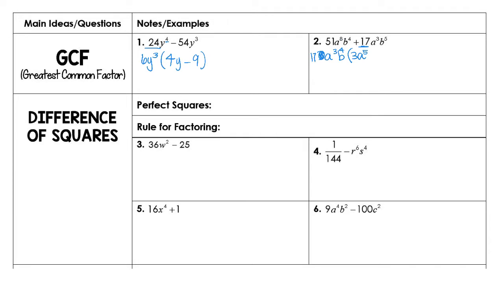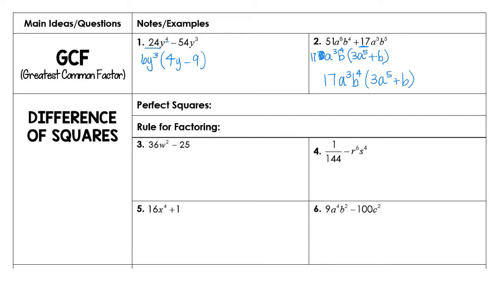And then plus... what would be my next term? See, 17 divided by 17 is 1. A, 3 minus 3, so that's gone. So it looks like I'm just left with b, isn't it? So that would be our final answer. I'm going to rewrite that down here. That looks terrible. It's 17a cubed b to the 4th was your GCF, and the remaining part, 3a to the 5th plus b.